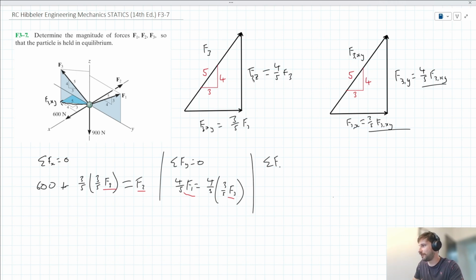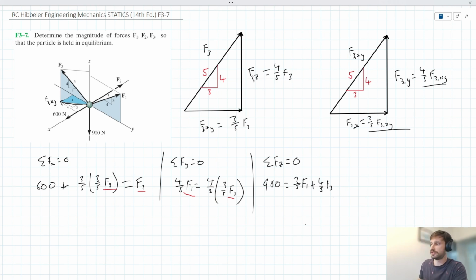So let's go ahead and resolve in the z. So we can say forces acting in the z sum to 0. What have we got acting down? Well, we've got that 900-pound force acting down, right? What have we got acting up? Well, we've got the z component of f1, which we can describe as 3/5 of f1. And we've also got the z component of f3, which we described earlier as 4/5 of f3, right? So we could say plus 4/5 of f3.